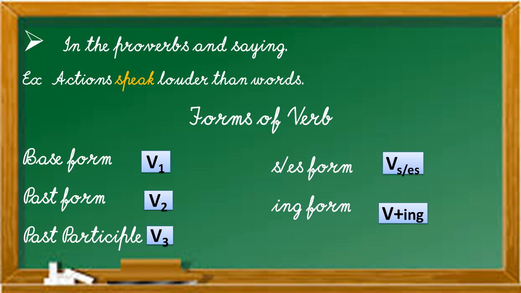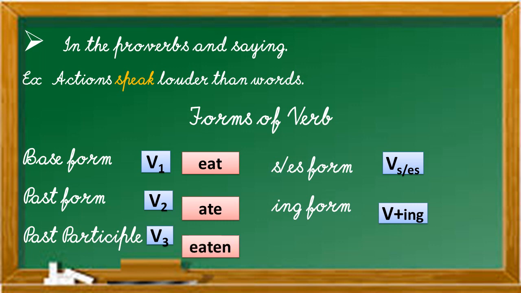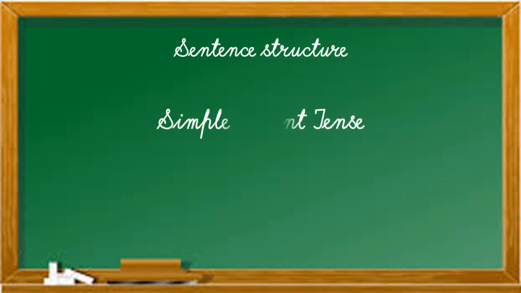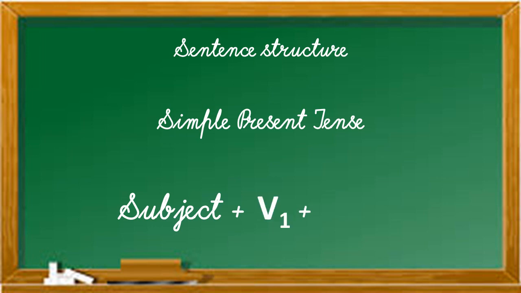Let's take an example of the verb eat and change according to the forms. The base form of eat is eat. Past form of eat is ate. Past participle form of eat is eaten. The S or ES form of eat is eats. ING form of eat is eating. Now let's understand the sentence structure of simple present tense. Subject plus verb in base form plus object.